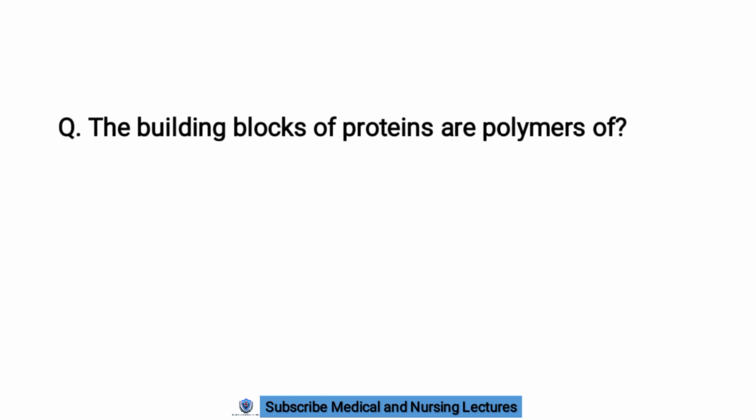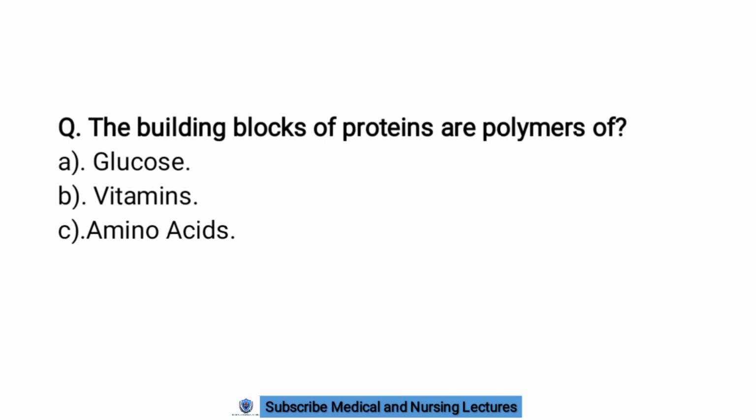The building blocks of proteins are polymers of glucose, vitamins, amino acids, or starch. Here option C is the correct one.